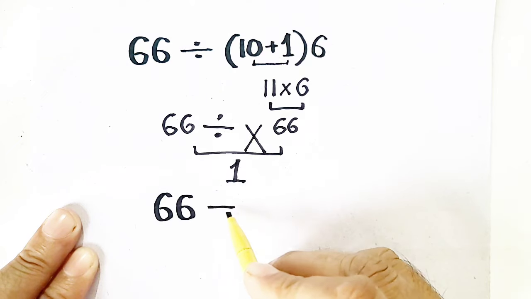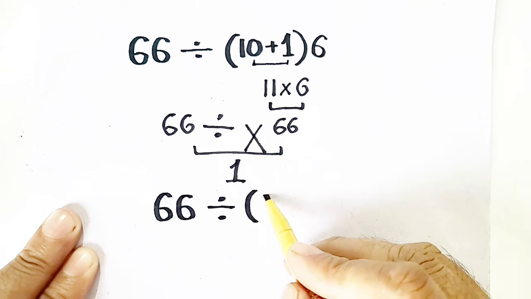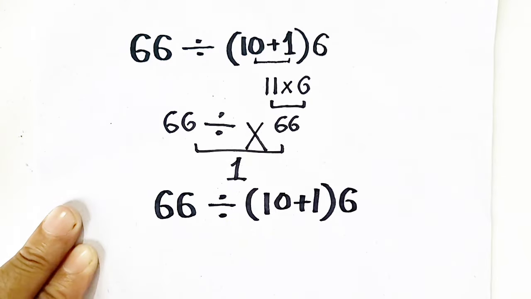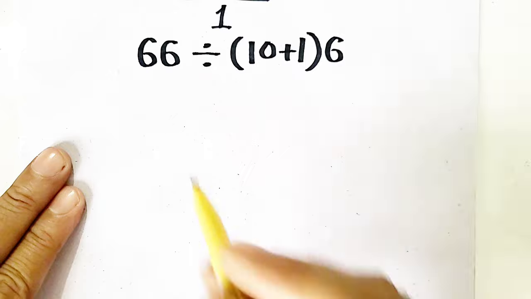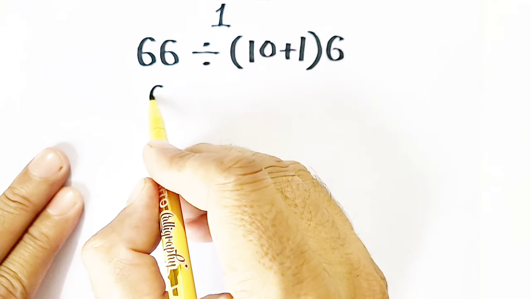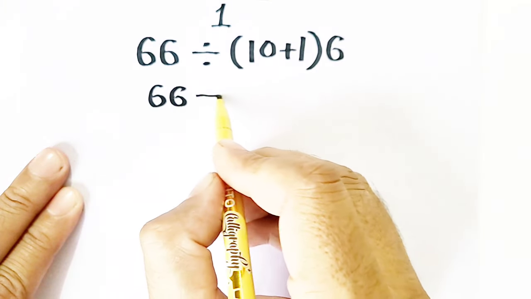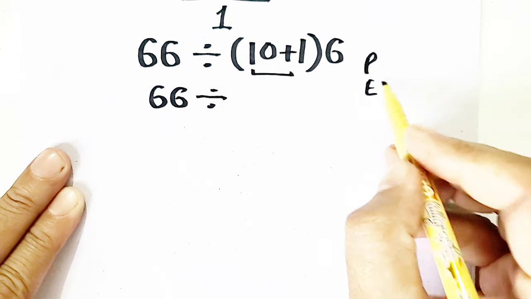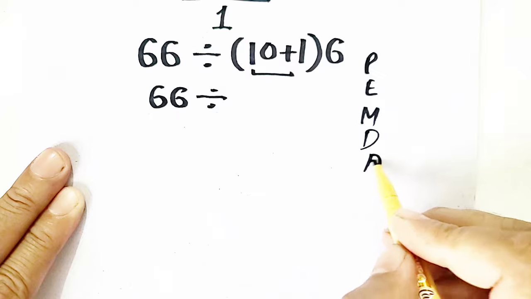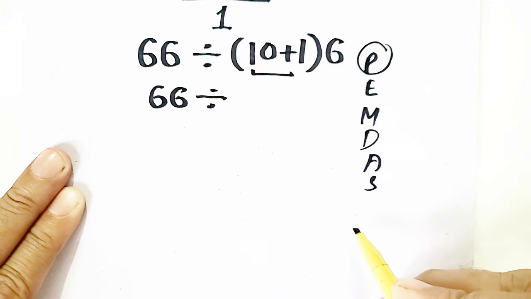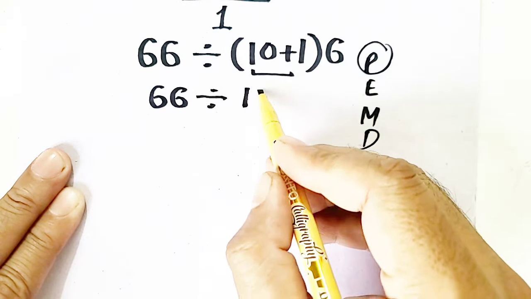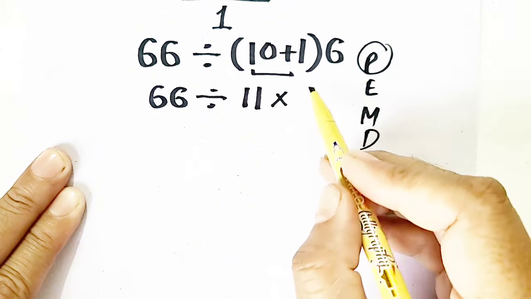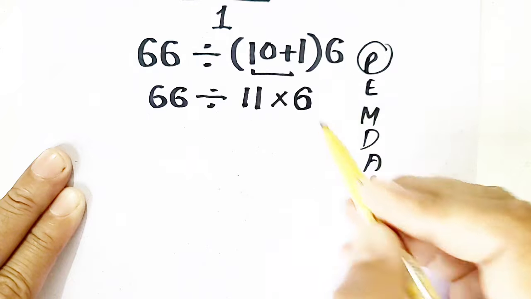It's 66 divided by parentheses 10 plus 1 times 6, so we have to solve it again. 66 as it is. First of all, our target should be this parenthesis according to the PEMDAS rule. The PEMDAS rule says that first of all, parentheses should be solved. So 10 plus 1 is equal to 11. Here is no sign, so we can put a multiplication sign and 6 as it is.